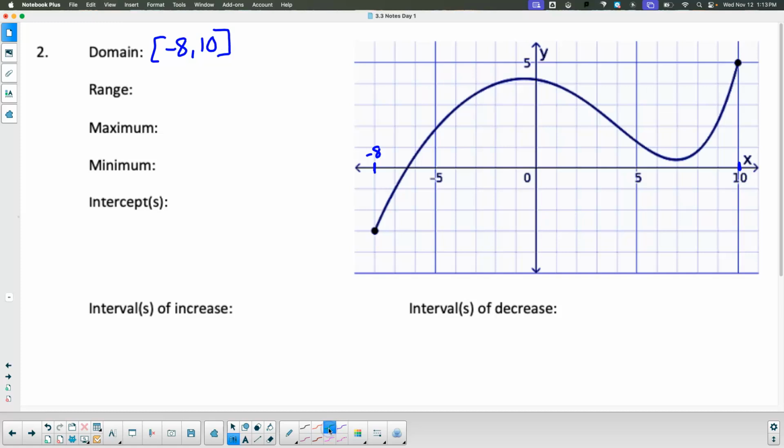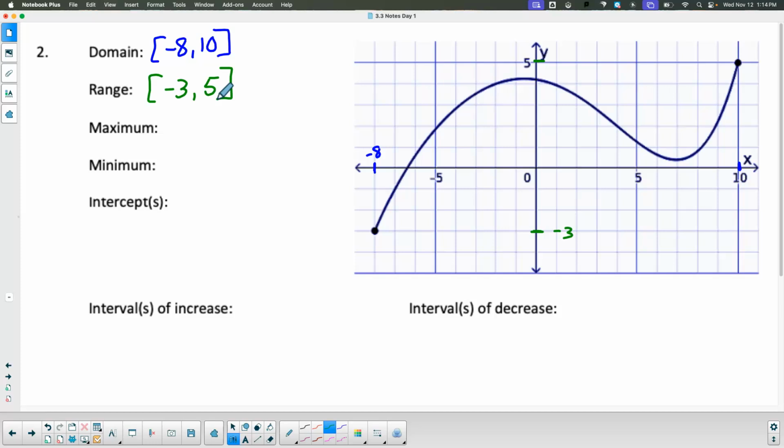So it appears to me that we go down here to -3 and we go up here to 5. Would you agree with that? Yeah? Okay. So my range then would be from -3 to 5. Yes? Okay. All right.